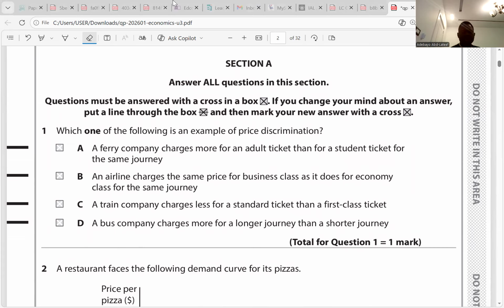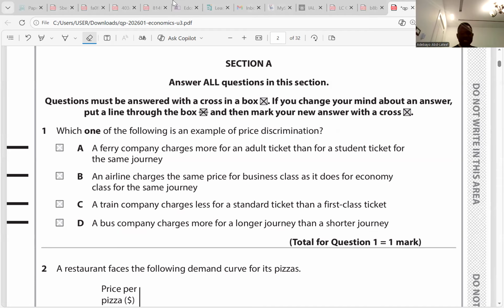And it said a ferry company charges more for an adult ticket than for a student ticket for the same journey. The same journey means the same product or the same service. So an airline charges the same price for business class as it does for economy class for the same journey. These are different products. Economy class and business class are different. Business class is a different product, so it's not discrimination.